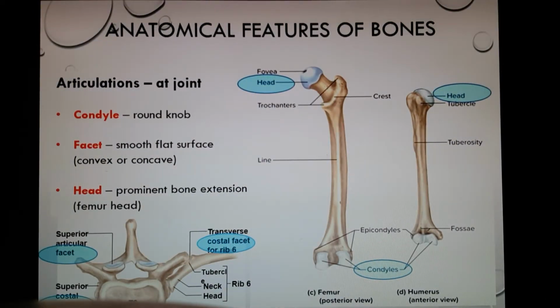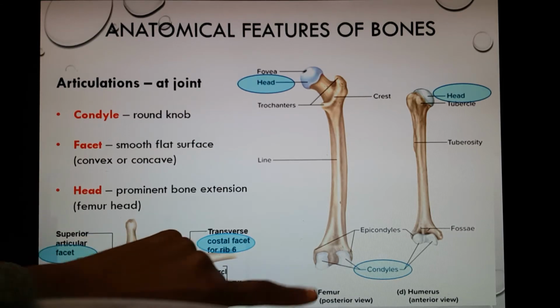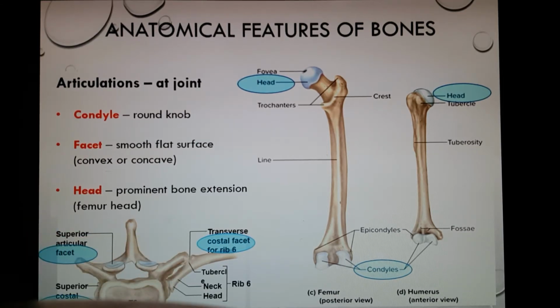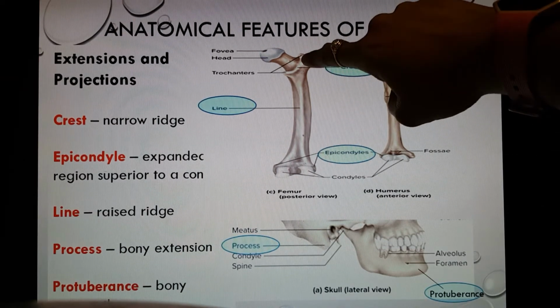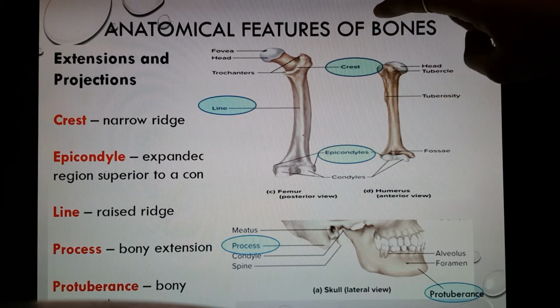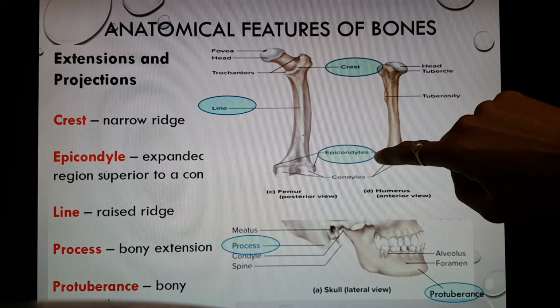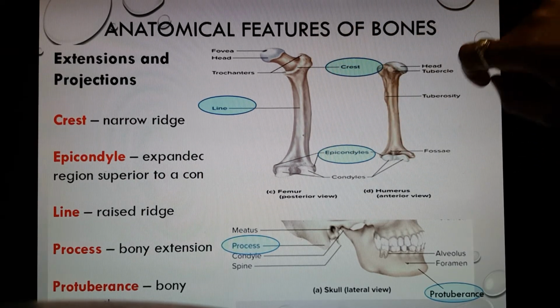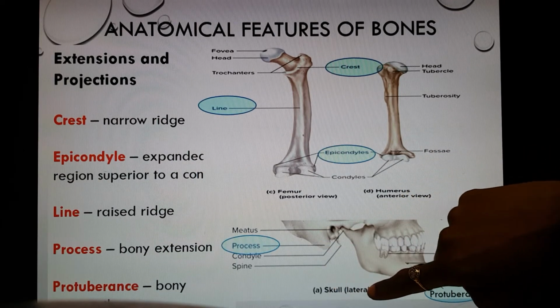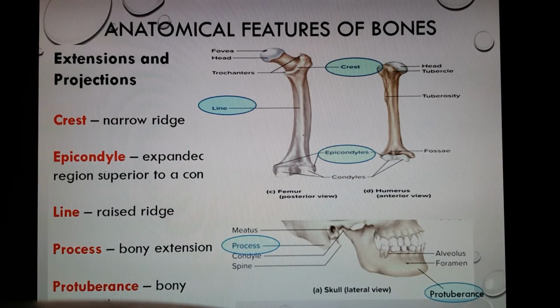So at a joint, you have different features. For example, a condyle, which is a round knob. A facet is some kind of smooth surface, and a head is a prominent extension. So condyles here, and these little facets here. Extensions and projections: you have a crest, which is a narrow ridge here on the femur. An epicondyle, on the outside of the condyles. A line or a raised ridge. A process, which is a bony extension. And a protuberance is a bony outgrowth.